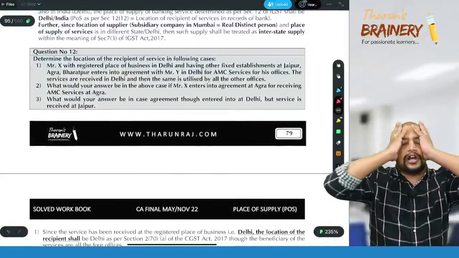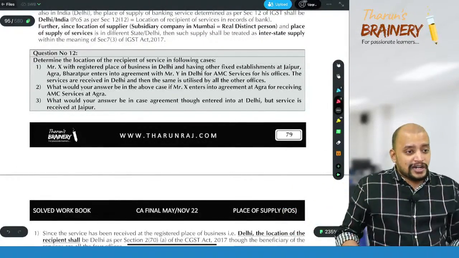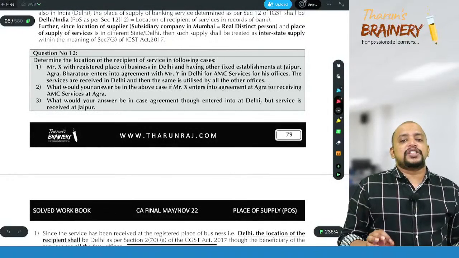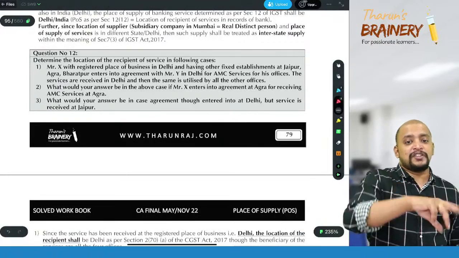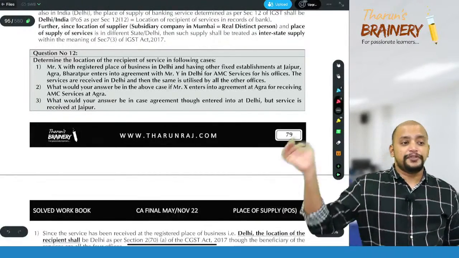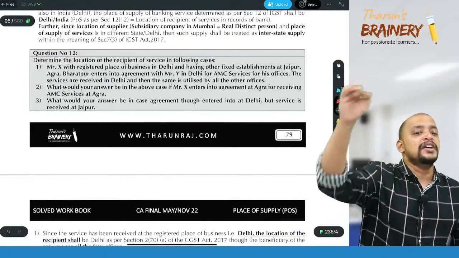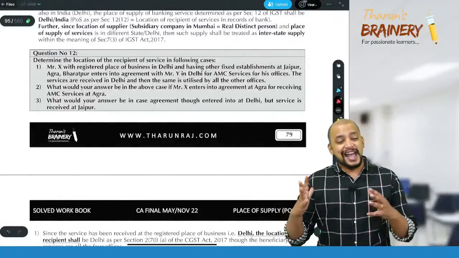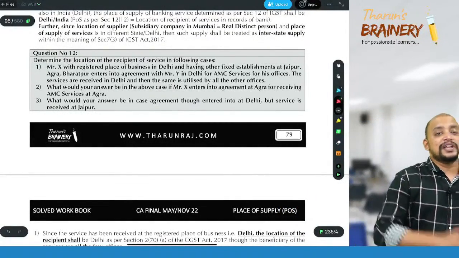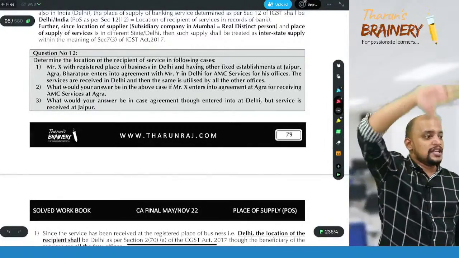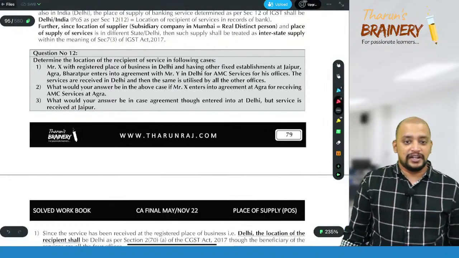If they are registered, always the location of recipient will be the registered place. If they are not registered, that establishment where the services are received. If they have more than one establishment for receiving the services, out of those, that establishment which is most directly concerned with respect to those services. So this is actually the meaning of location of supplier and location of recipient of service, which we learnt in one chart form before starting place of supply of services, in our regular classes.